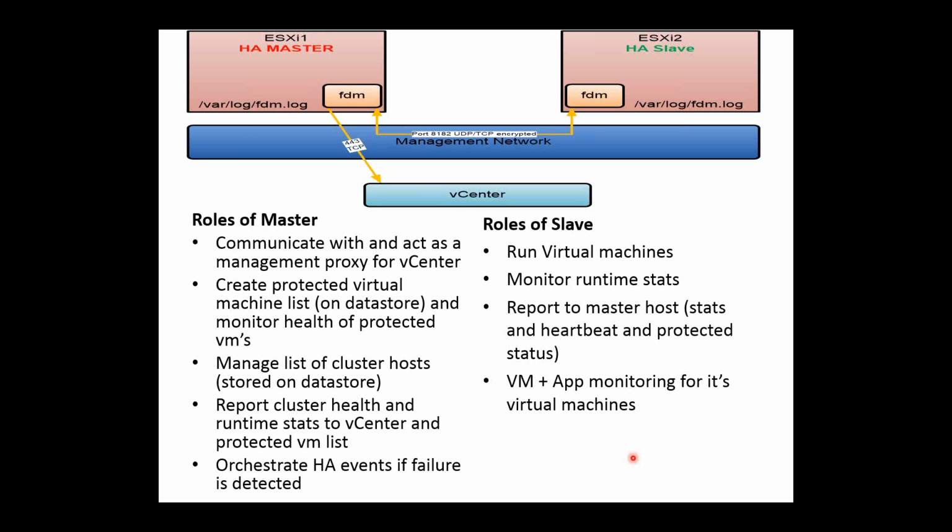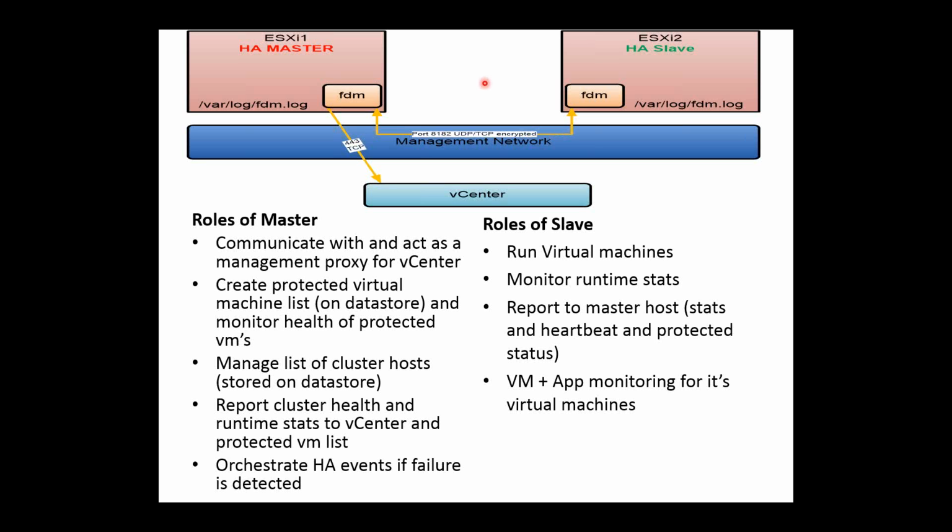The primary agent that does this is the fault domain master. That's the FDM you see on there. I'll highlight it real quick here. And the communication between FDMs happens across your management network on that particular port, both UDP and TCP. The TCP communication is encrypted.